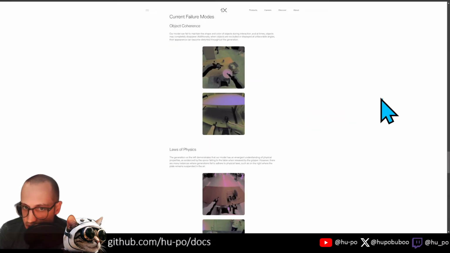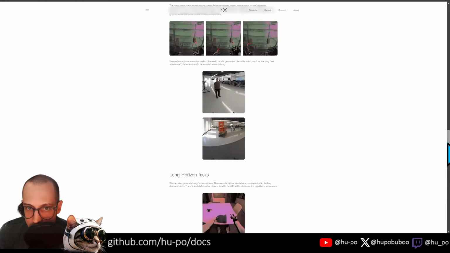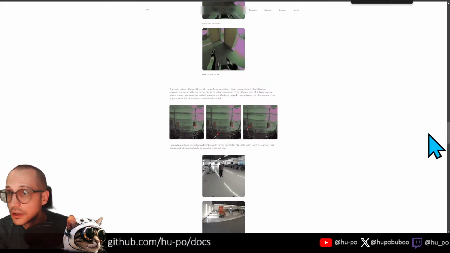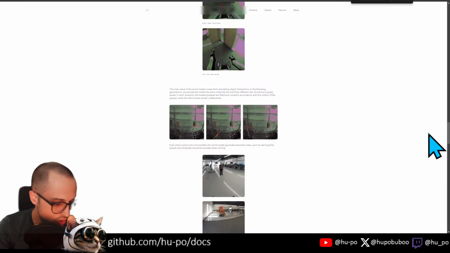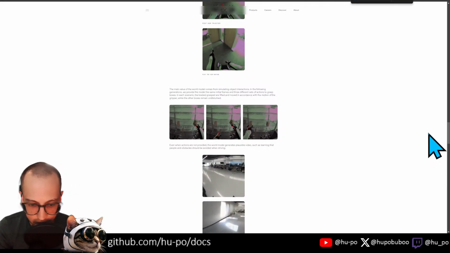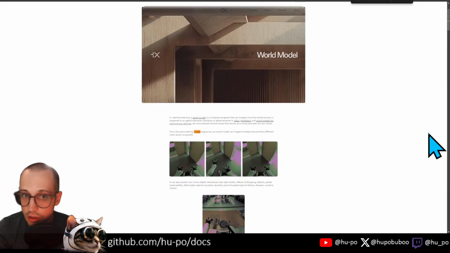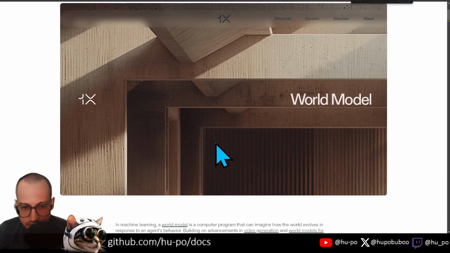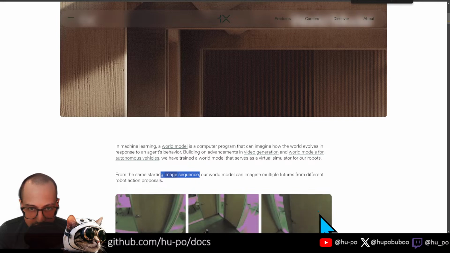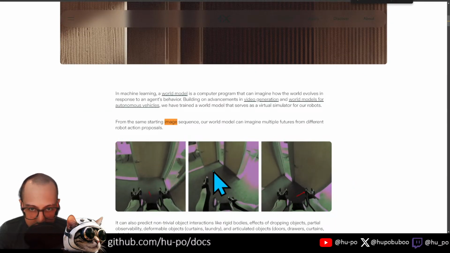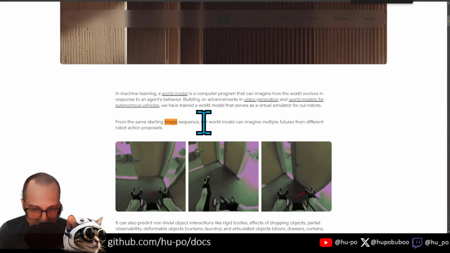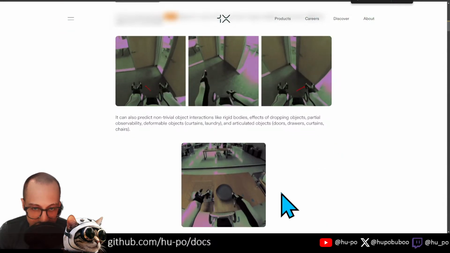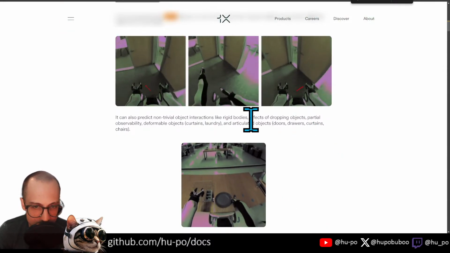Is there a 3D representation here, or is it just all 2D? Let's see, Control F, 3D. There's no 3D. 2D. Image. You see here how they say image sequence, right? So the input into this world model is a sequence of two-dimensional images, and then the output of the world model is basically another two-dimensional image, right?